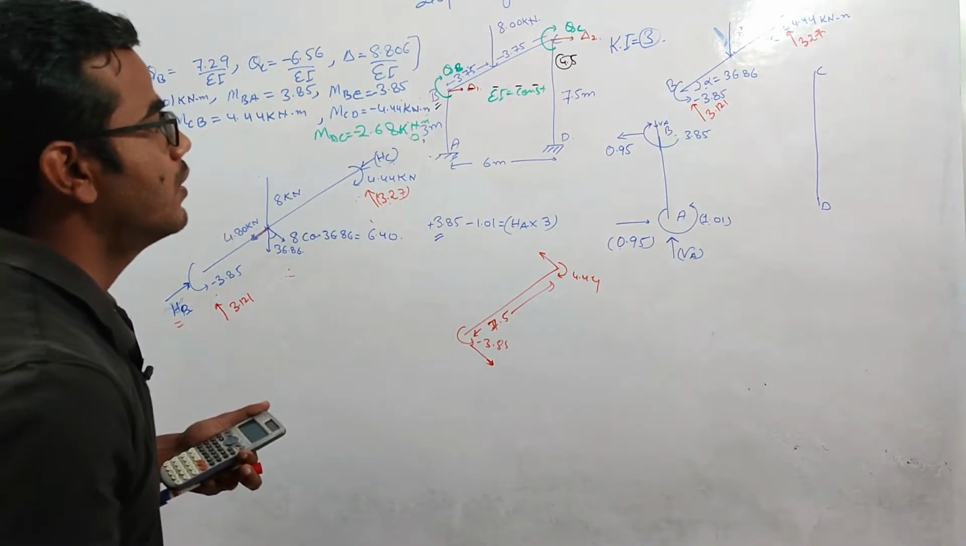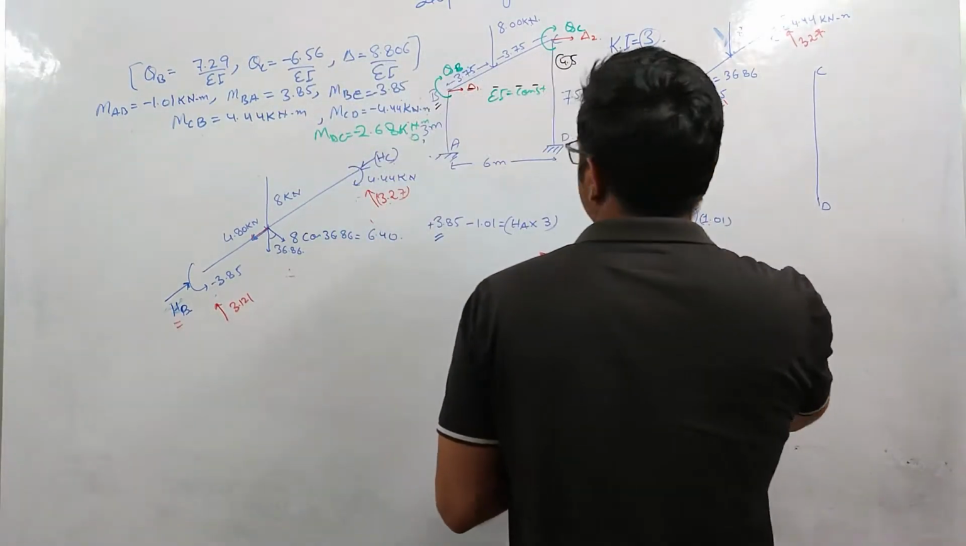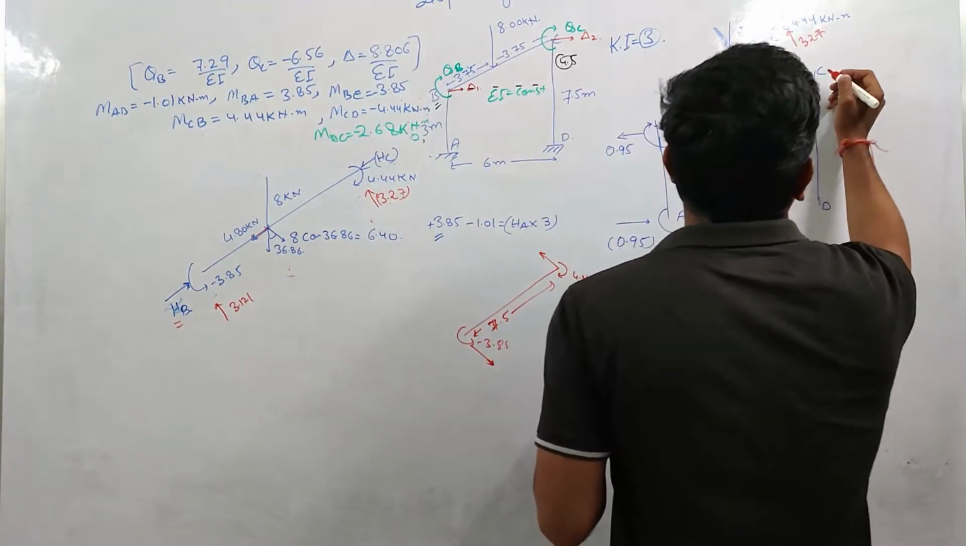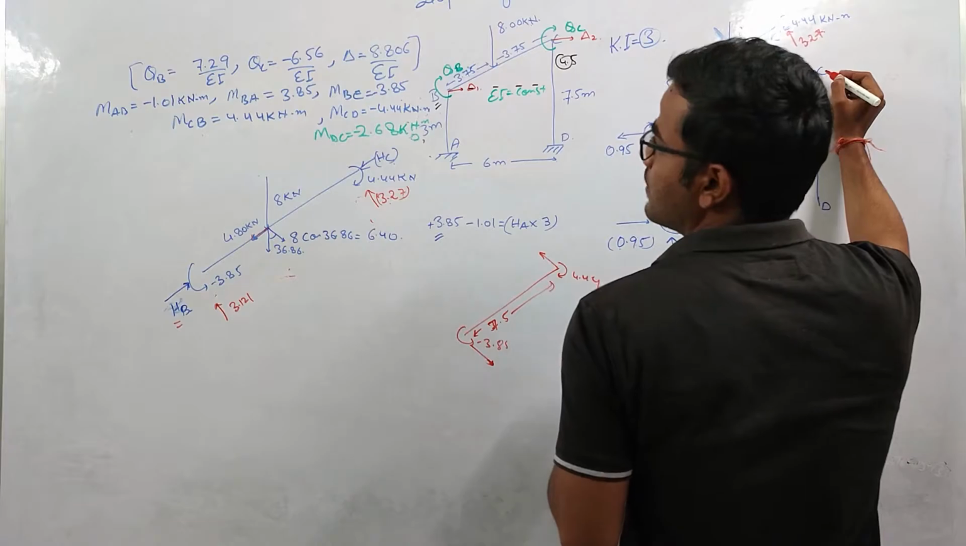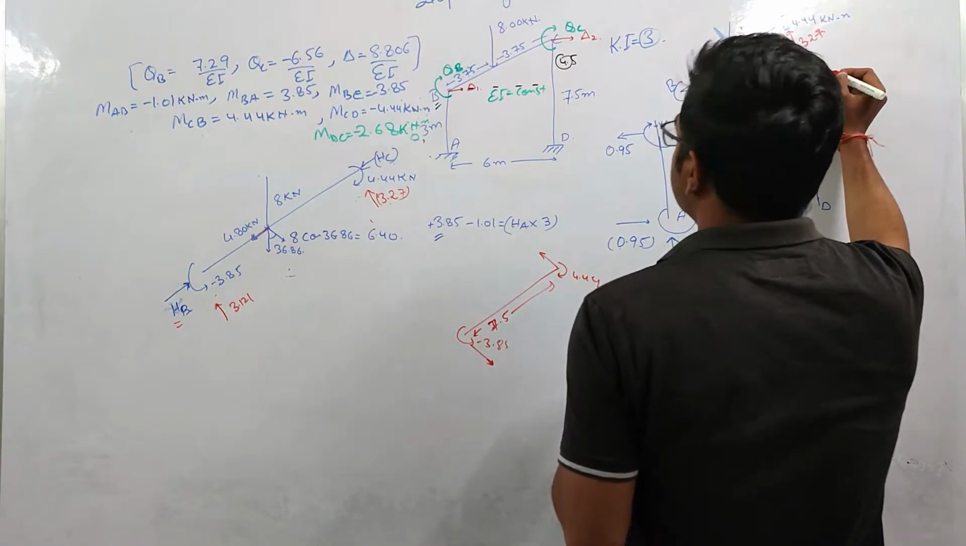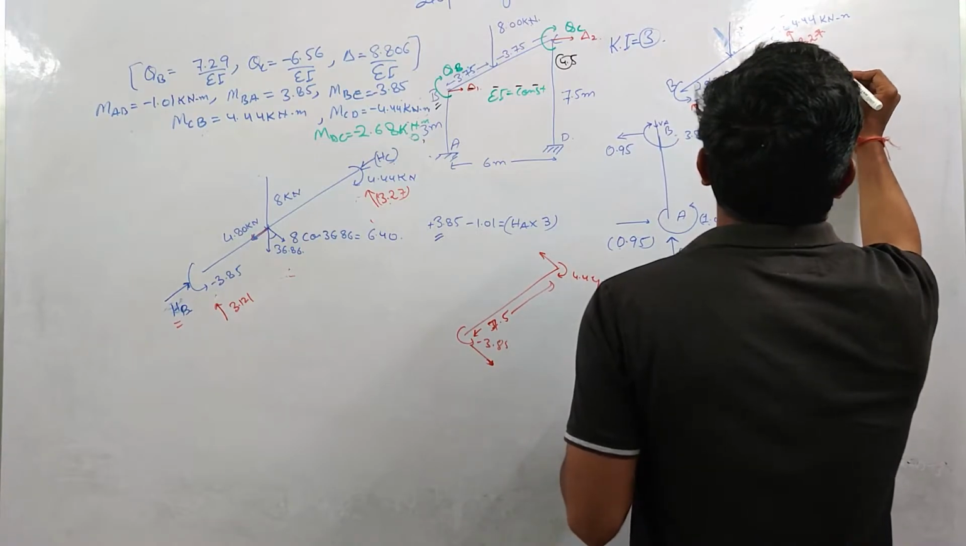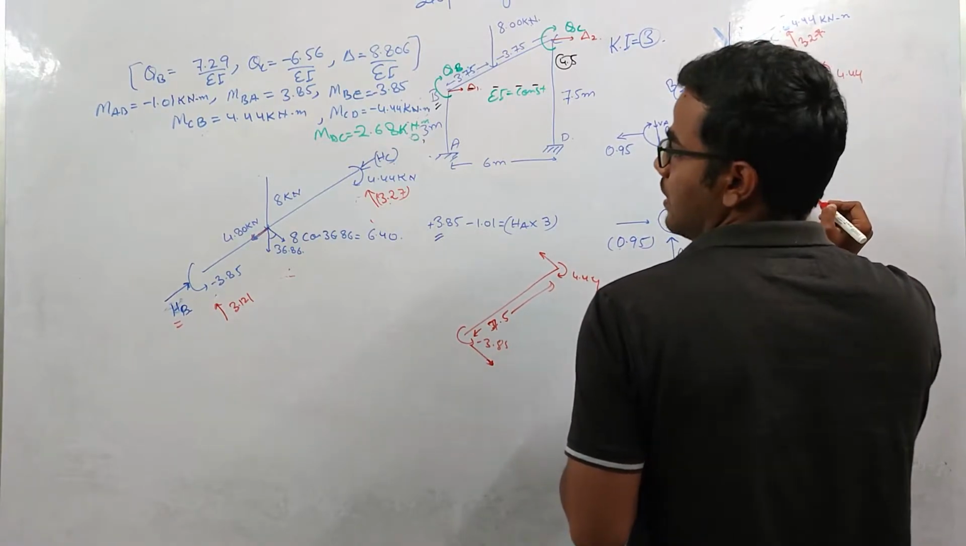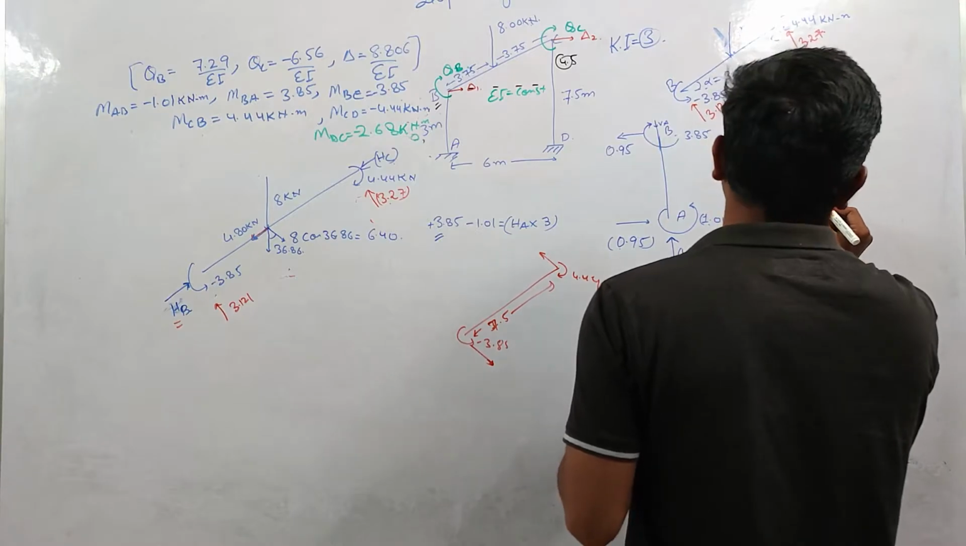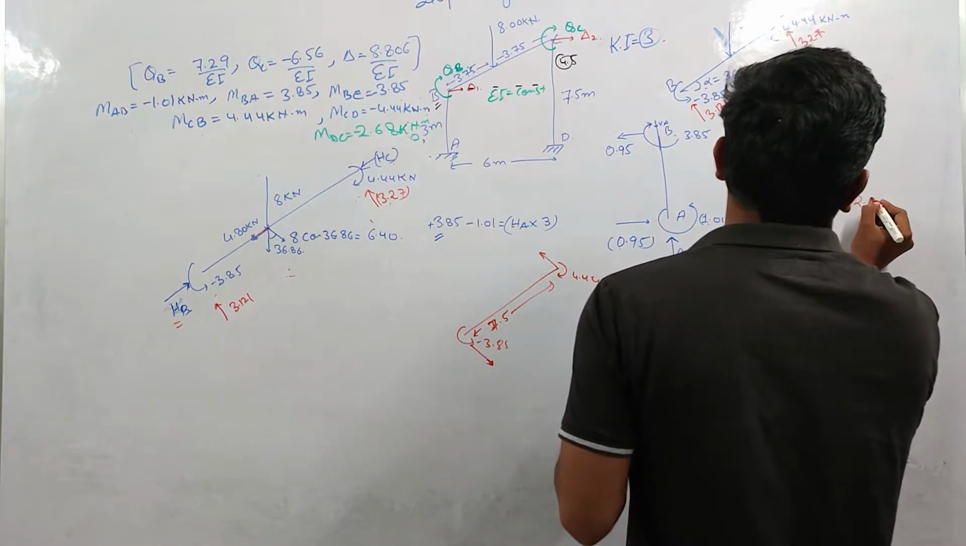Now let us come to this DC member. This axial force we will calculate later. For this DC member, if you see, MCD is minus 4.44, and the value of MDC is minus 2.68.